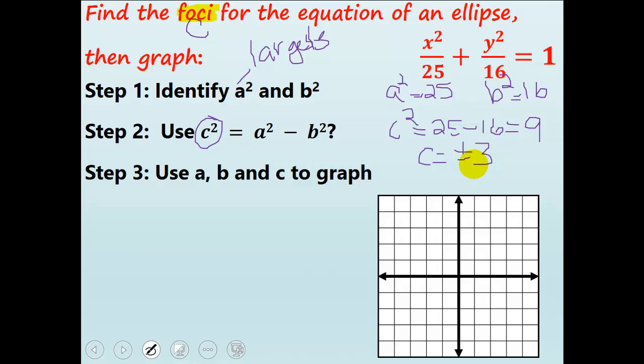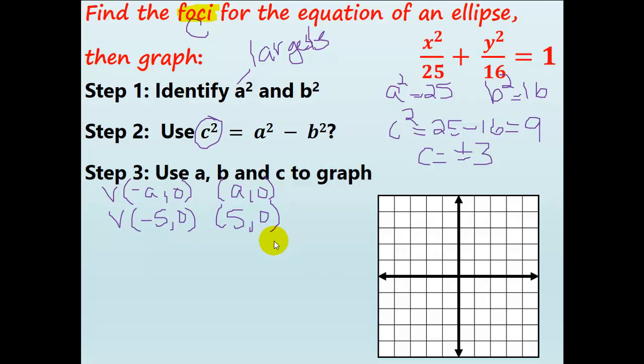And now we need to write vertices and co-vertices and foci so that we can graph it. So my vertices are going to be, because a squared is under x squared, that means a has to go in the x spot. So this has to be -a, 0, and a, 0. A has to be the square root of 25. So we're going to have vertices of -5, 0, and 5, 0.